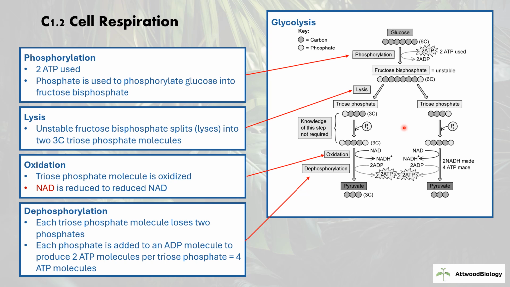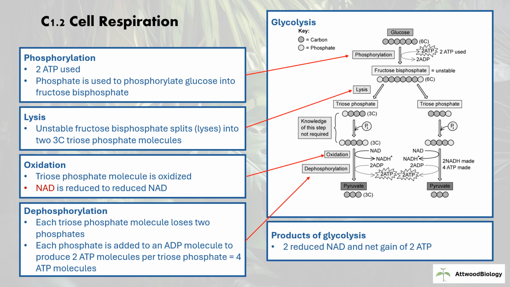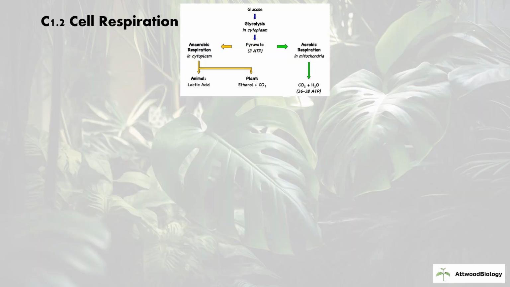So we've made 2 ATP molecules, there's a net gain of 2 ATP molecules, we've produced 2 reduced NAD molecules, and we've also produced 3-carbon pyruvate molecules, 2 of those as well, for every glucose that goes in. So for 1 glucose molecule, we make 2 pyruvate molecules, 2 reduced NAD, and there's a net gain of 2 ATP molecules.